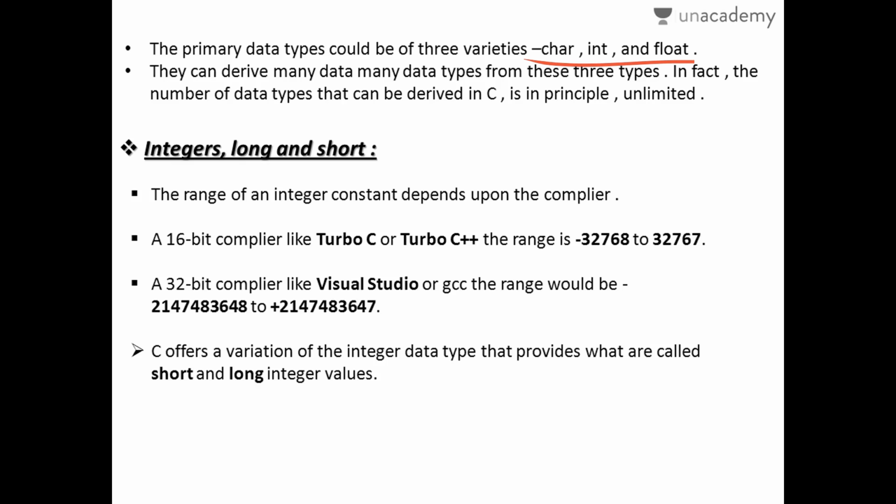All the other data types that we use are derived from these data types for different purposes, and for appropriateness for the particular value that we have to enter, and so many things. They can be derived from many data types in C. In fact, the number of data types that can be derived in C is, in principle, really unlimited. Now also we can derive a new data type and make use of that data type in our C programming.